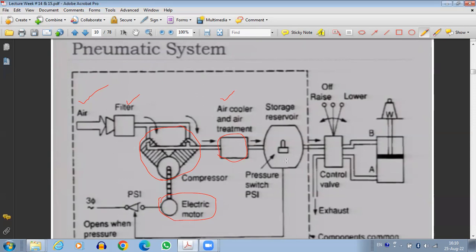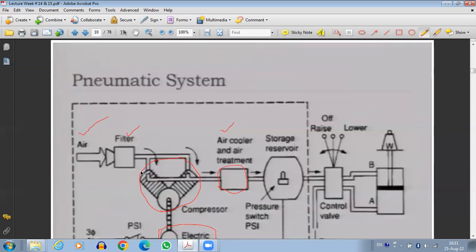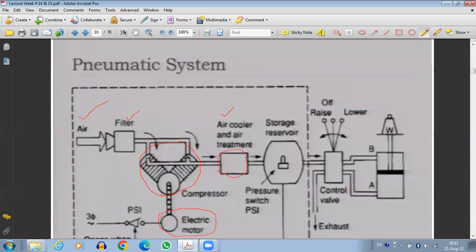There is one difference between the hydraulic and pneumatic system: both require storage. But if you look here, in case of the hydraulic system, storage is needed before the pumping. In case of the pneumatic system, storage is needed after the high pressure pressurized air is generated. So the location of the storage is different. In the hydraulic system, the storage is placed before the pump. In the pneumatic system, the storage is placed after the compressor.